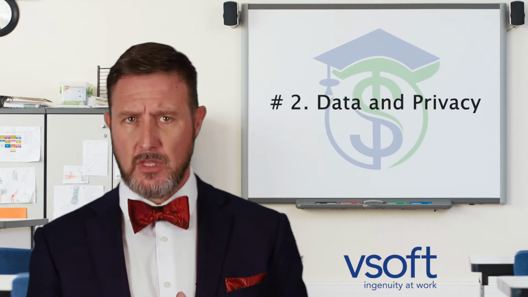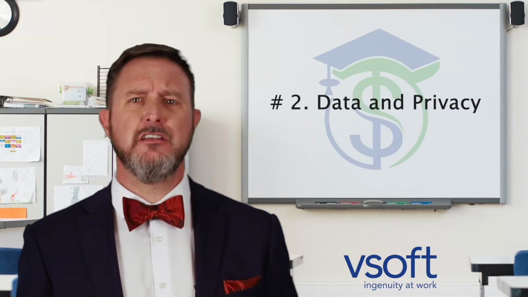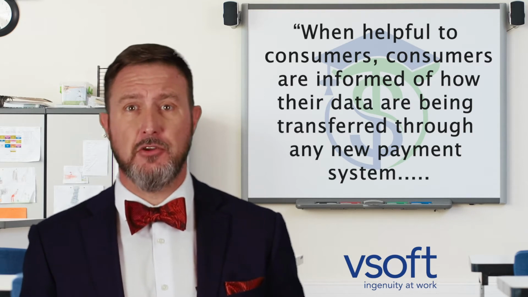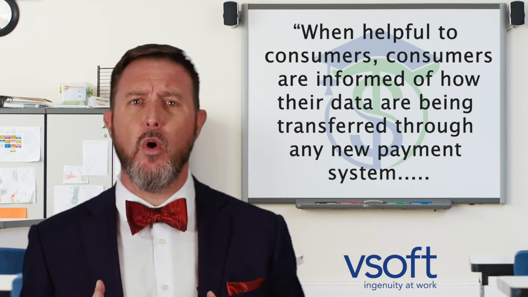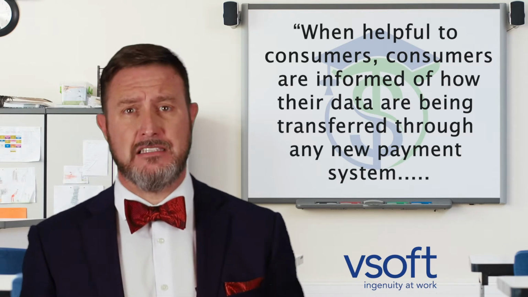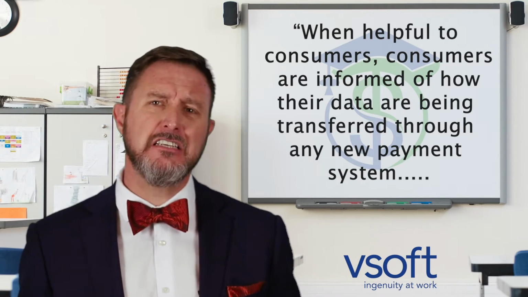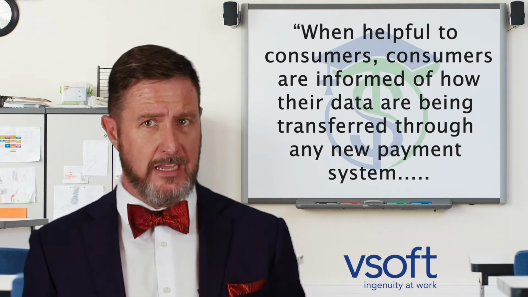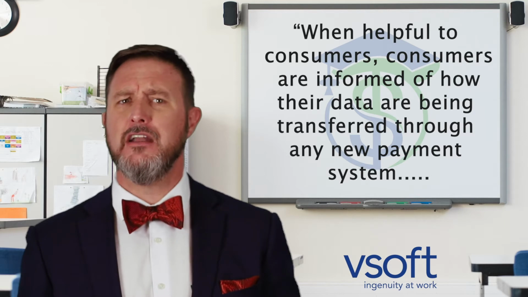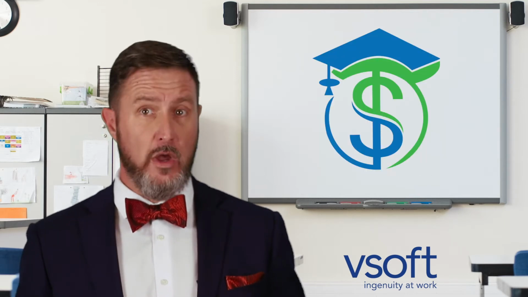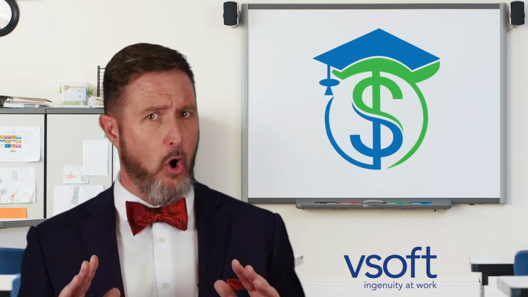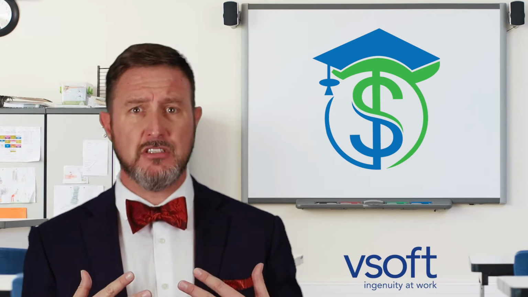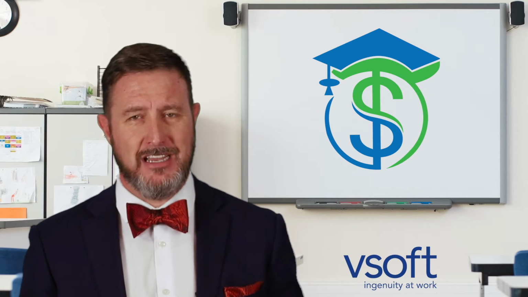Number two was data and privacy. When helpful to consumers, consumers are informed of how their data are being transferred through any new payment system, including what data are being transferred, who has access to them, how that data can be used, and potential risk. As appropriate, the systems allow consumers to specify what data can be transferred and whether third parties can access their data. When consumer data are collected, they are only used in ways that benefit consumers. The systems protect against misuse of data associated with payment transactions.